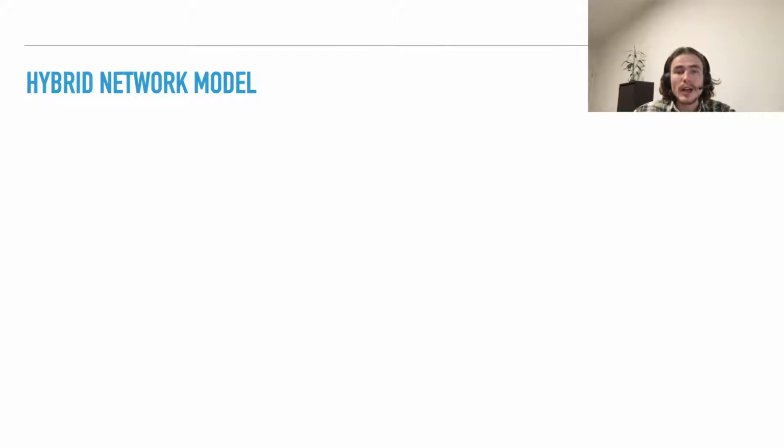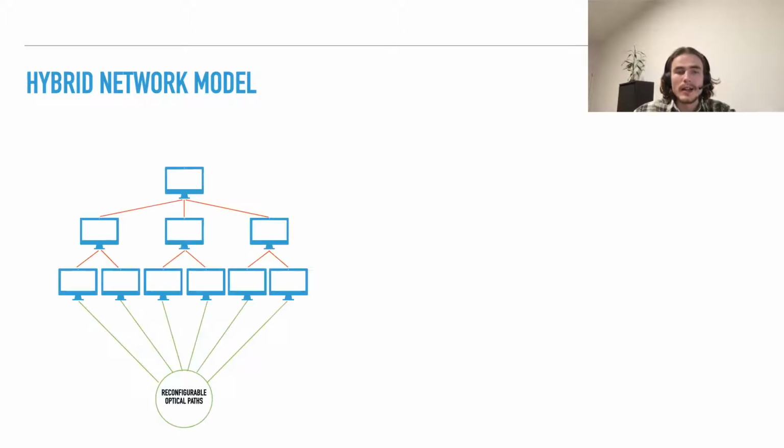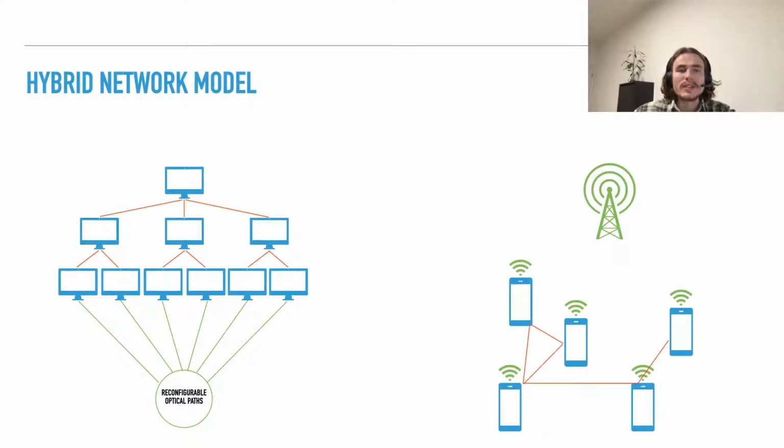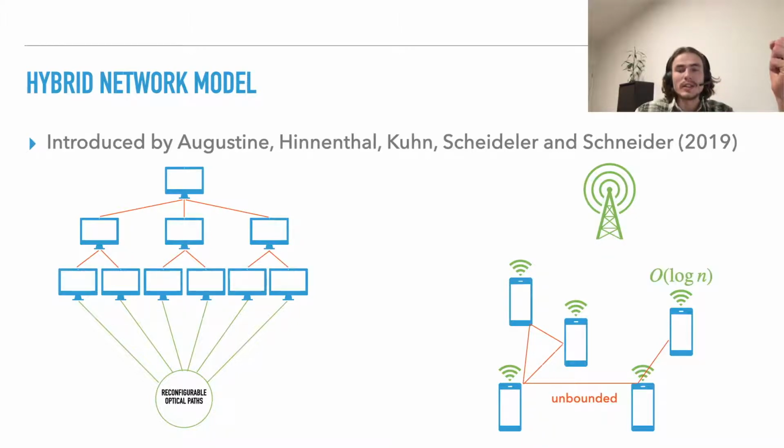Hybrid networks are all around us. Consider, for example, a hybrid dataset which contains both electrical network and optical network. Another interesting example is smartphones with short-range device-to-device communication and all-to-all communication via cellular infrastructure. Augustine et al. recently introduced a theoretical model which captures various hybrid networks.